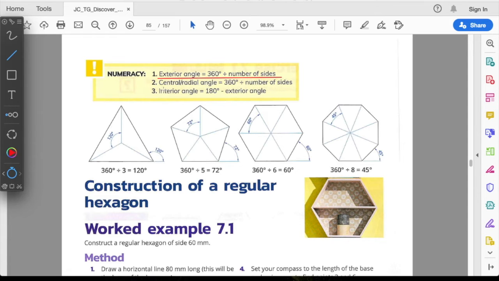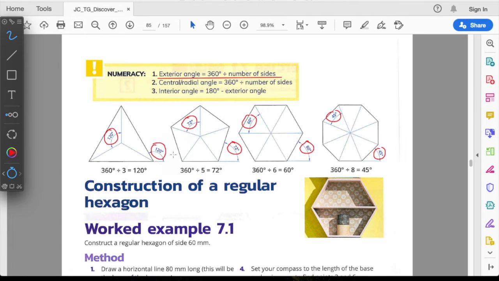From that as well, an easier way of thinking about this is, instead of saying the central or radial angle equals 360 degrees divided by the number of sides, the easier way to think about this is that the central or the radial angle in here is always the same as the exterior angle, okay? So 120 with our triangle there, or 72 with our pentagon, 60 with our hexagon, and 45 with our octagon, okay? So the central angle is the same as the exterior angle, and then the interior angle is 180 minus your exterior angle.